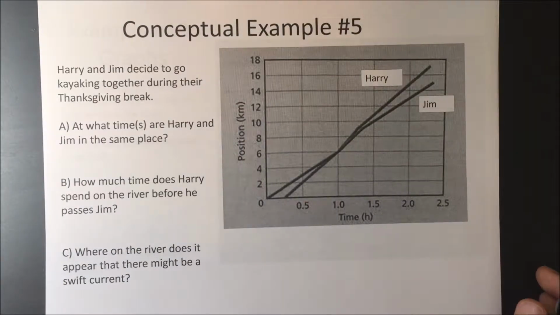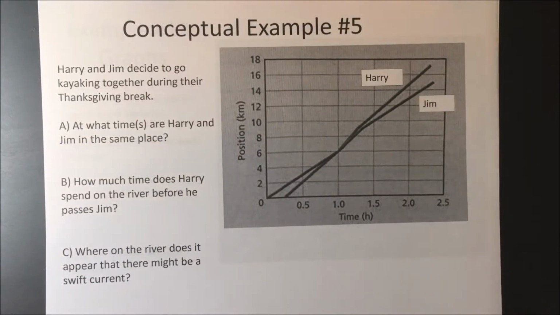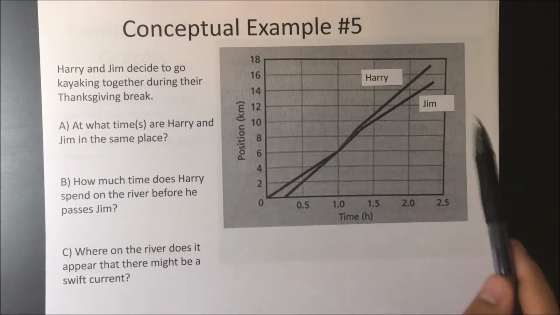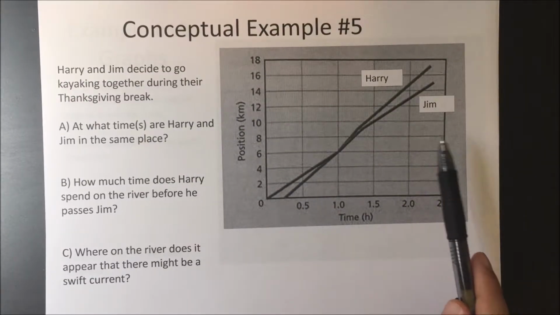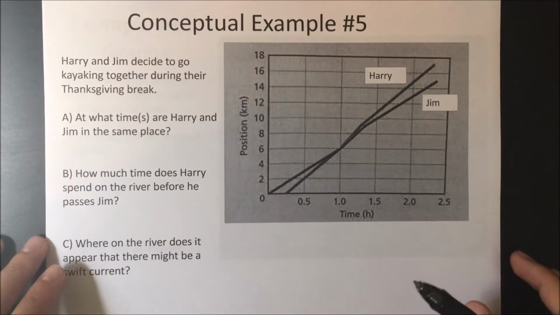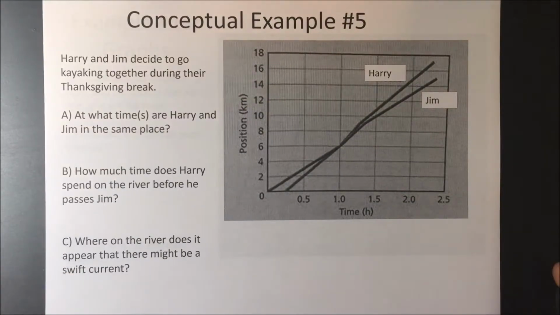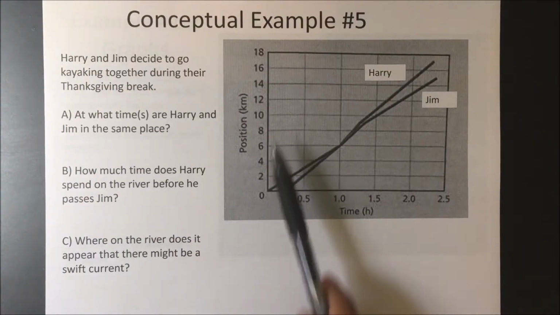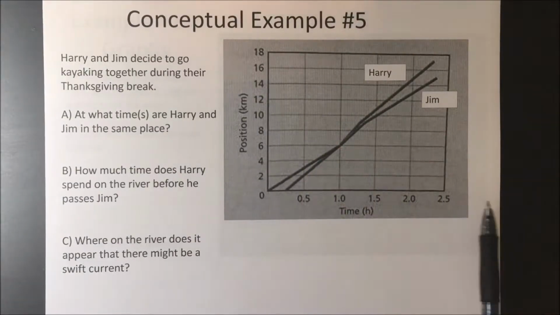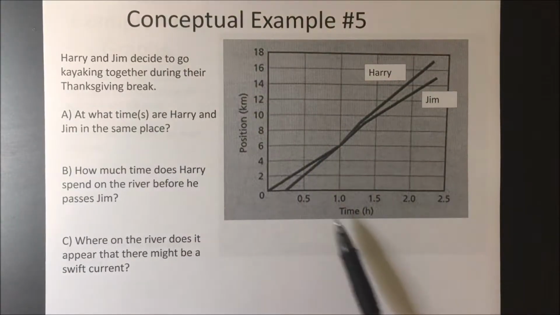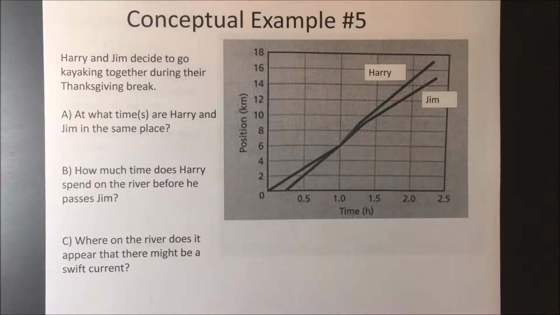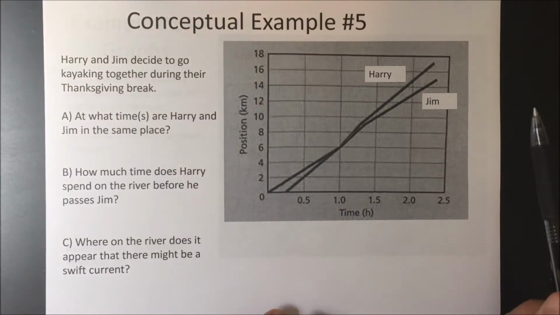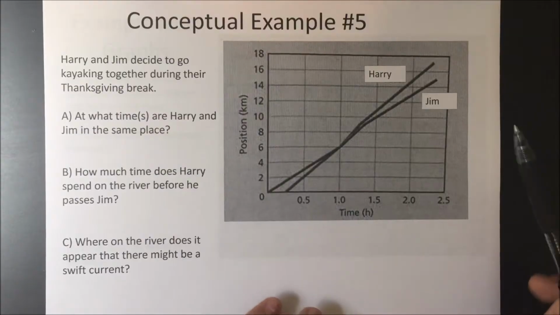Alright, conceptual example number 5. Harry and Jim decide to go kayaking together during their Thanksgiving break. At what times are Harry and Jim in the same place? So we're going to look at this. This again is a position versus time graph, and we want to know at what time they are at the same place. So graphs may be scary, but you just want to take your time to think about it.